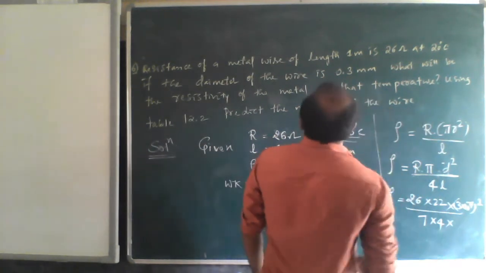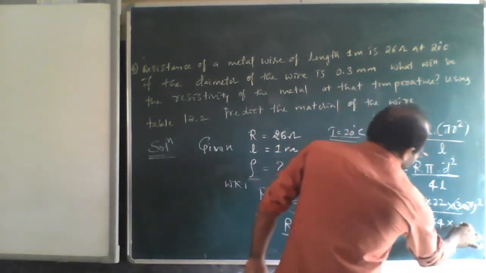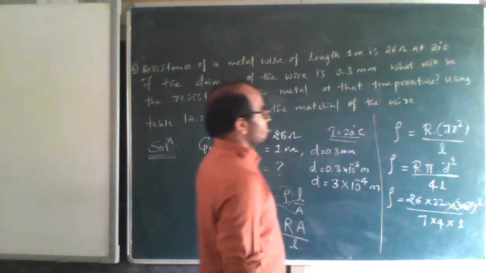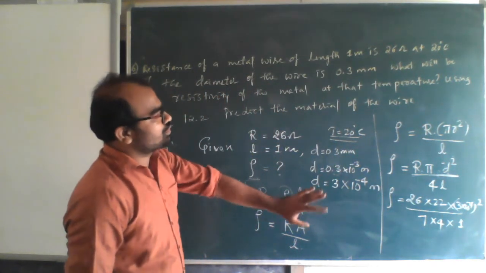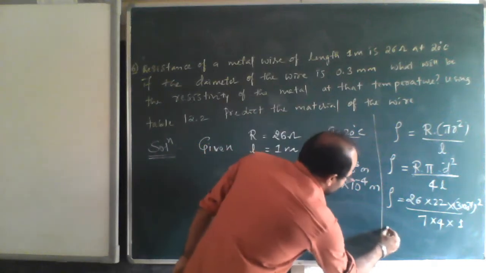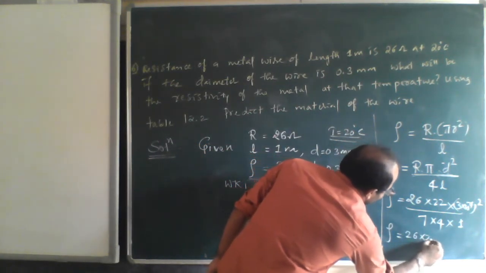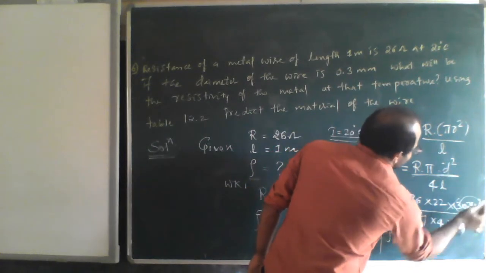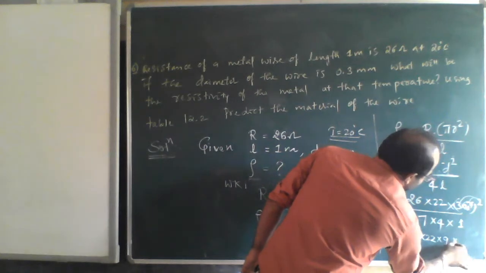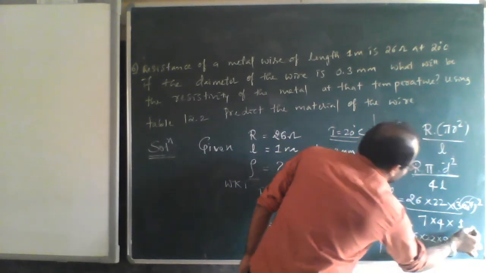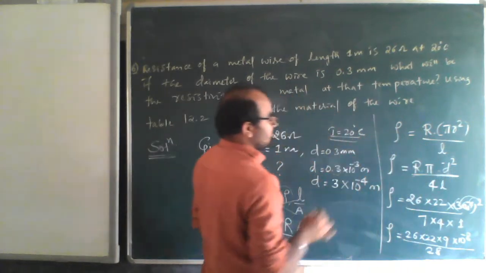Into L. What is my L? L is here 1 meter. So it is 1. So please note down this. Rho equal to 26 into 22 into 3 into 10 to the power minus 4 whole square. Still we will continue. 26 into 22, squaring this: 3 square is 9, 10 to the power minus 4 square is 10 to the power minus 8, 7 into 4 is 28.